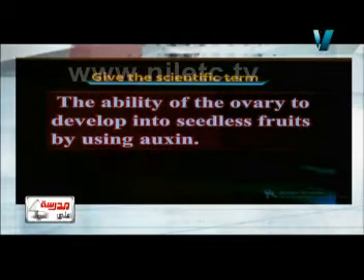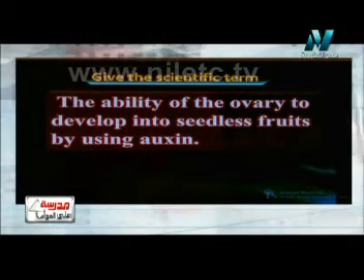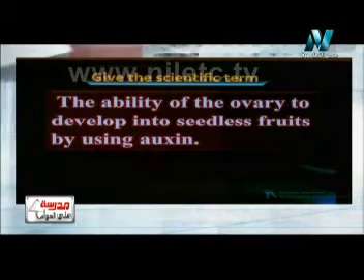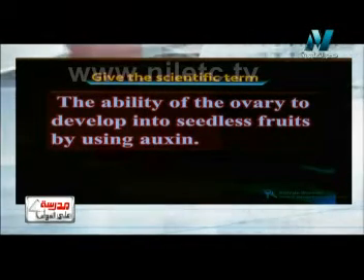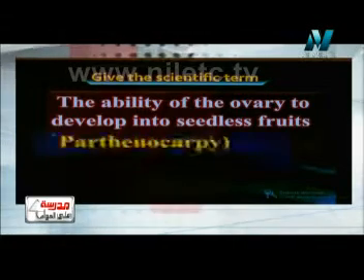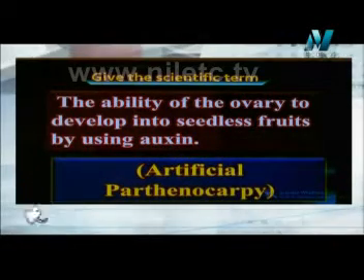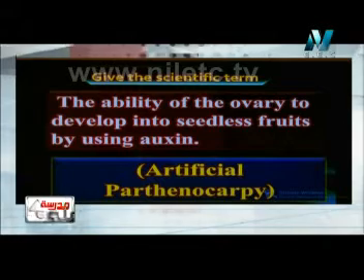The next question. The ability of the ovary to develop into seedless fruit by using auxin. That's a kind of parthenocarpy, but by the interference of human beings, so that's called artificial parthenocarpy. The next question.